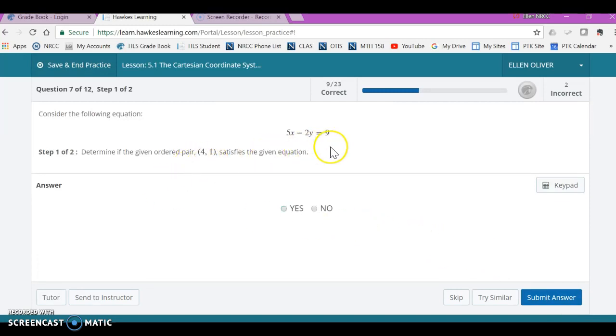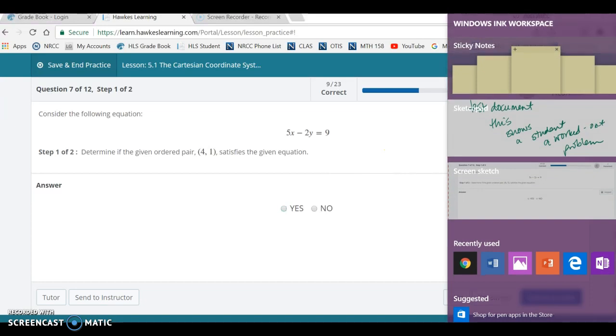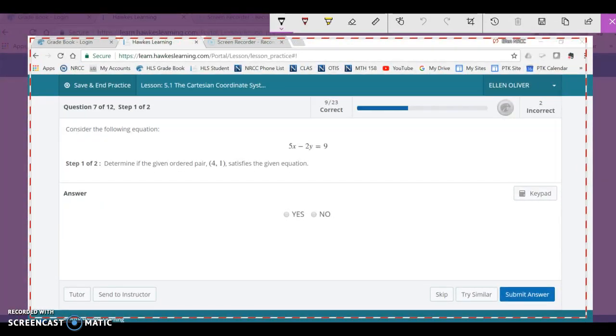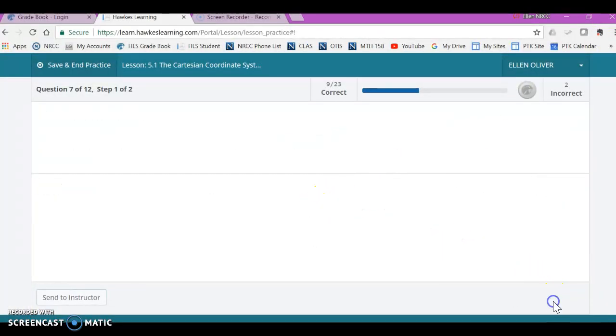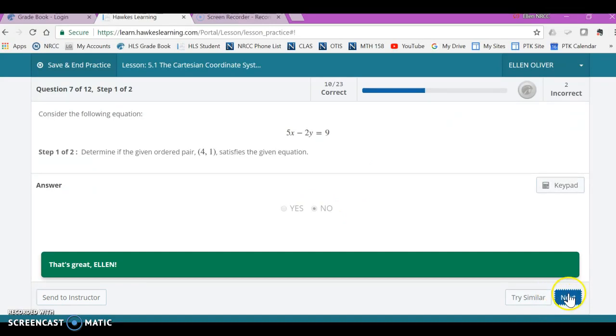Does 4, 1 satisfy this equation? Well, you're going to plug in 4 for x and 1 for y and see if you get a true statement. So let's see here. 5 times 4 minus 2 times 1 equals 9. So I'm asking myself, are they equal? So 20 minus 2 equals 9. 18 equals 9. That's not true. That's false. So it will be a no for our answer. That point does not satisfy that equation. In other words, that point is not on this line.